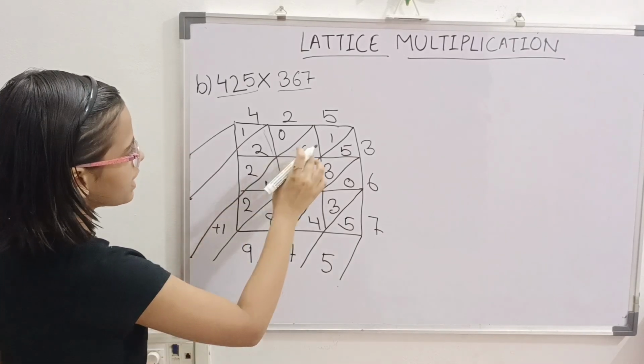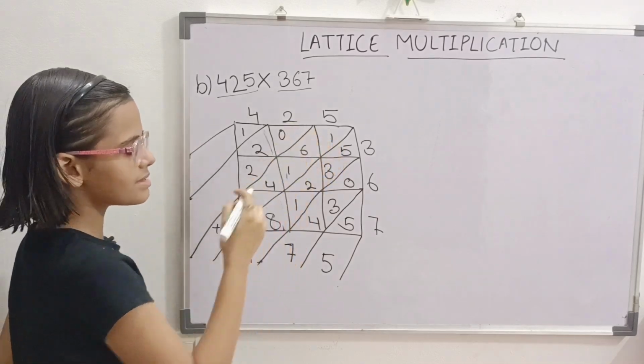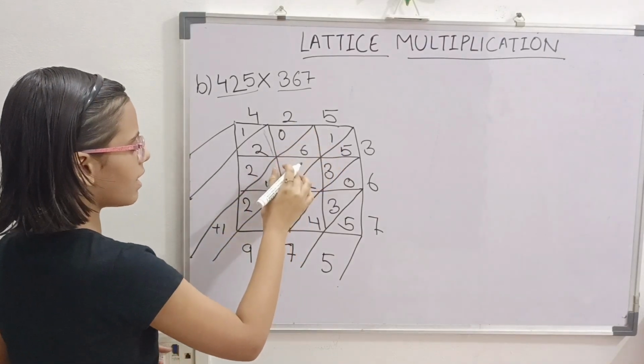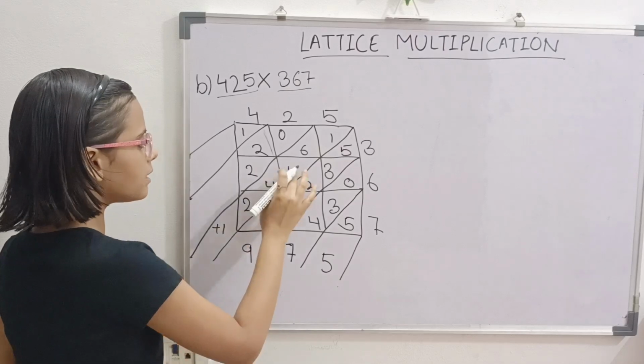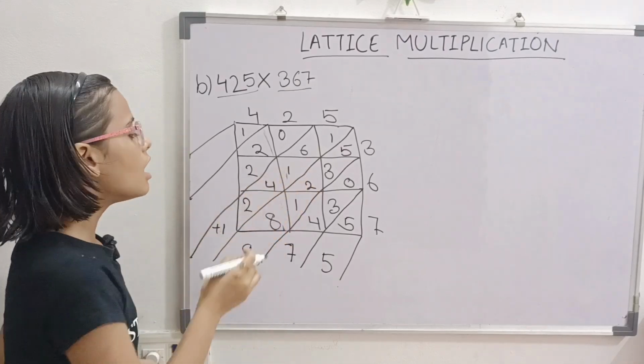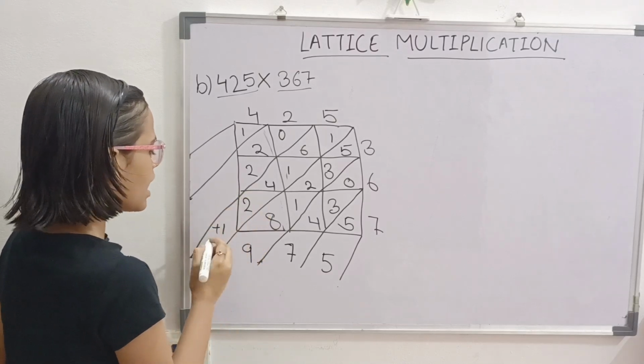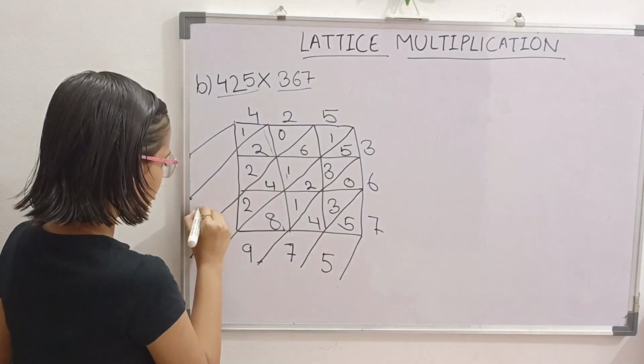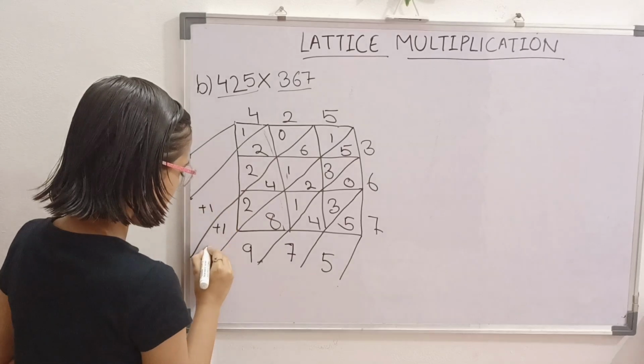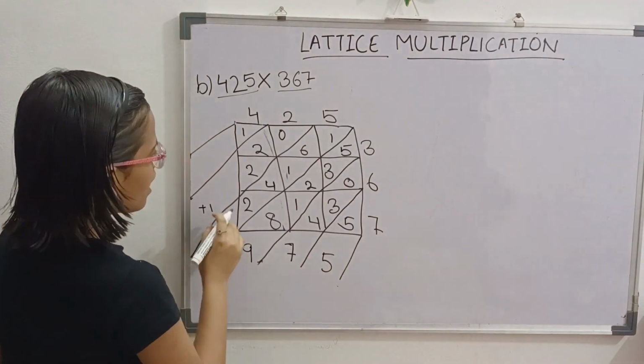Then 6 plus 1 equals 7. 7 plus 1 equals 8. 8 plus 4 equals 12. 12 plus 2 equals 14. And 14 plus 1 equals 15. So 1 will be carried over and we'll write 5 here.